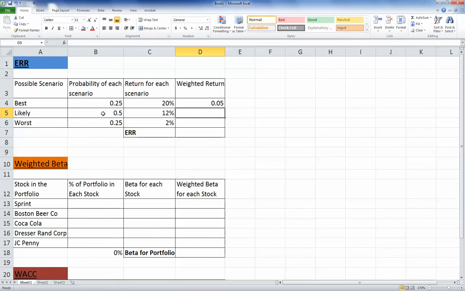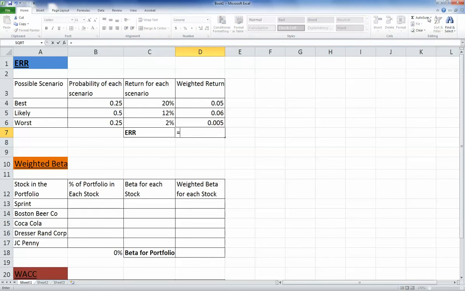The likely scenario, the most likely scenario, we're going to do the same thing. We're going to multiply the probability times the return. Okay. And for the final, the worst return, we just take the 0.25, same thing, times the return for each scenario. And we get 0.5%.